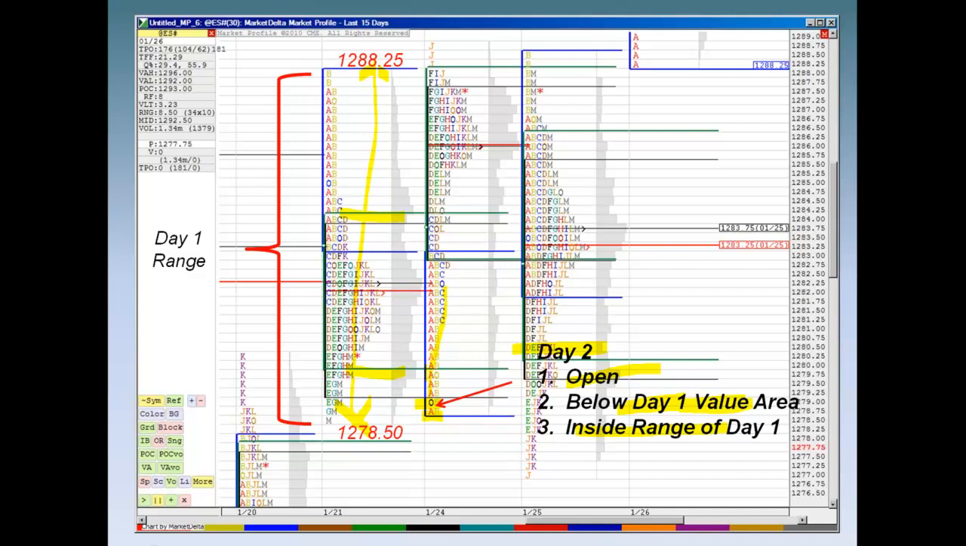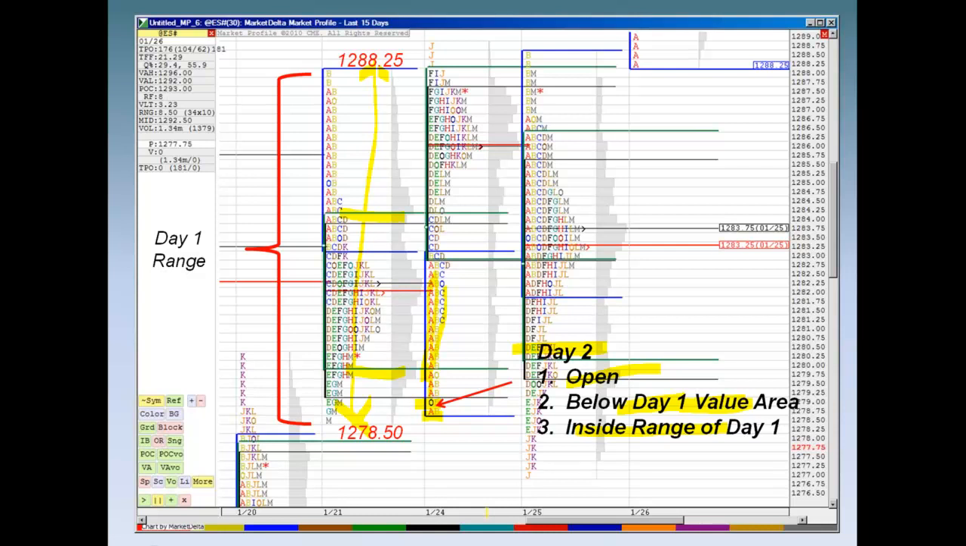Okay, shoots upwards. And immediately I'm asking myself, is this an open test drive? It's not an open drive because we did have one single print below the open. Is it in fact an open test drive, and am I likely to see prices continue to move up? By virtue of the fact that I'm opening within the range, I should be cautious and not get carried away thinking that this is going to be a strong directional day.